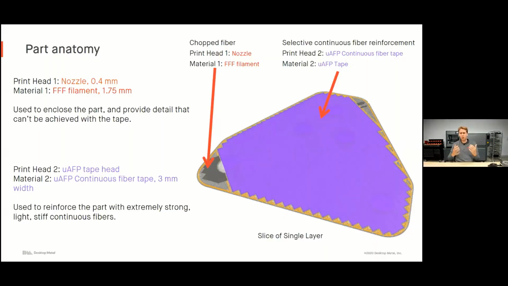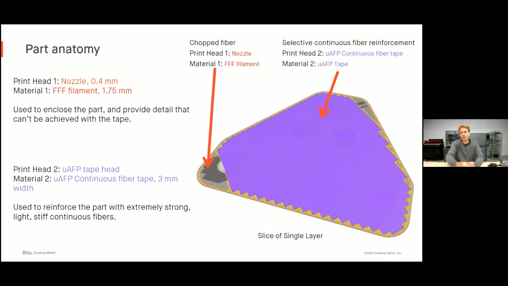So quickly, how does this printer actually work? This printer actually features two different print heads. One of these print heads is going to be your traditional 3D printing nozzle. It's got a 0.4 millimeter diameter. It's extruding just a filament through it, and it's going to lay down this chopped fiber. So it's not the continuous fiber that you think of when you think of these long strands of carbon fiber. It's just little chopped up bits of that, mixed with a nylon or a PEEK or a PEC, and it's going to increase the material properties a bit, but nowhere near what you get out of continuous.